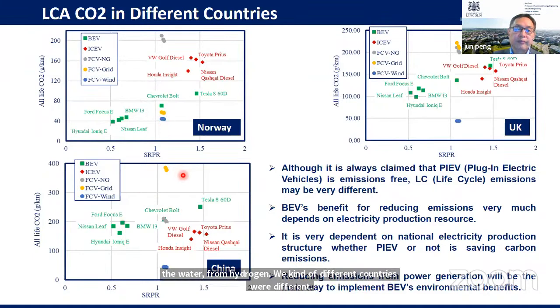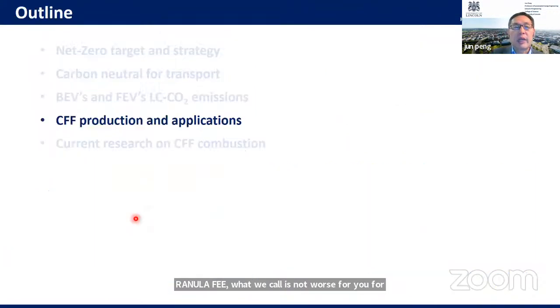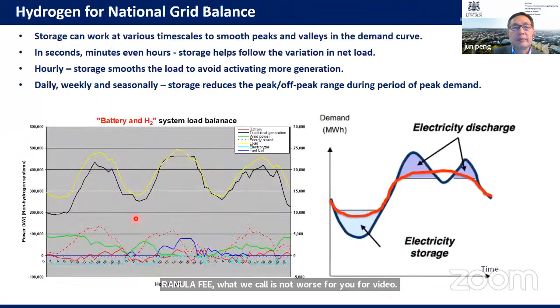In Norway, the fuel cell vehicle gets very low CO2. In the UK, it's not good, no advantage for fuel cell vehicles. China is even higher for fuel cell vehicles, with much higher CO2. So in China, running on national grid electricity to produce hydrogen and running a fuel cell vehicle is no better for reducing CO2 emissions. That's our life cycle analysis side.